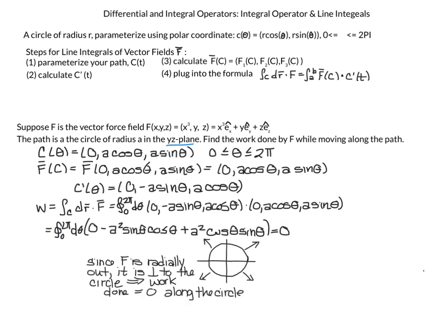But that's not unexpected, since F, and I forgot my field, is radially out. That is, here in the x component it's going out in the x direction, out in the y direction, out in the z direction. So it is perpendicular to the circle. Right, this is our F. Here's our circle. So work done is 0 along the circle.